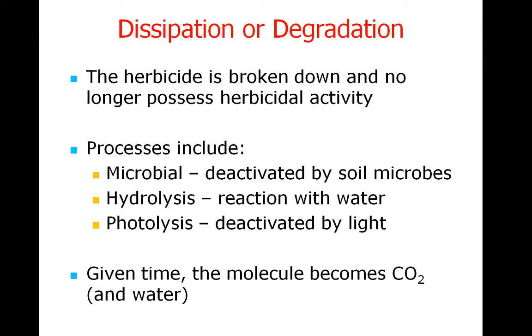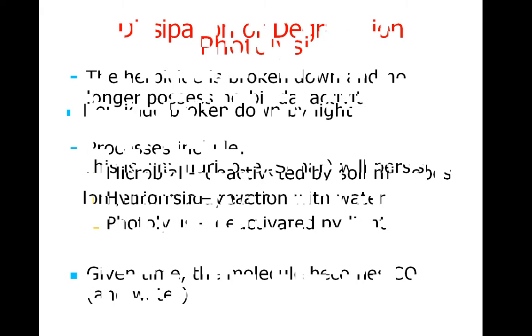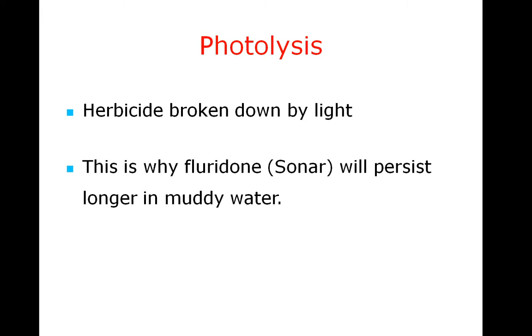Dissipation or degradation of a pesticide over time is accomplished through three processes: microbial (microbes), hydrological (water), or photolysis (sunlight). Over time, the chemical will break down and become carbon dioxide (CO2) and water. Out of the three factors which break down chemical, sunlight, ultraviolet radiation, results in the most rapid breakdown. Herbicides we use in muddy water will last longer because of limited penetration of the sun's rays.